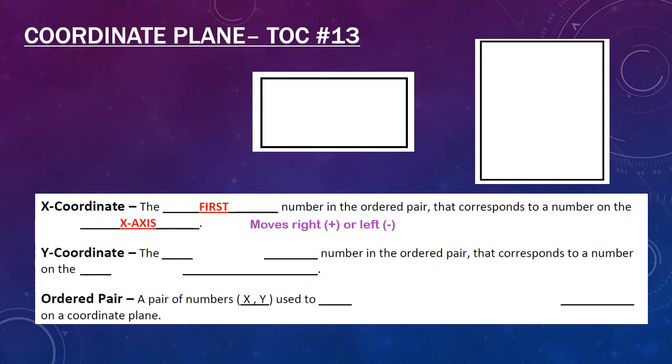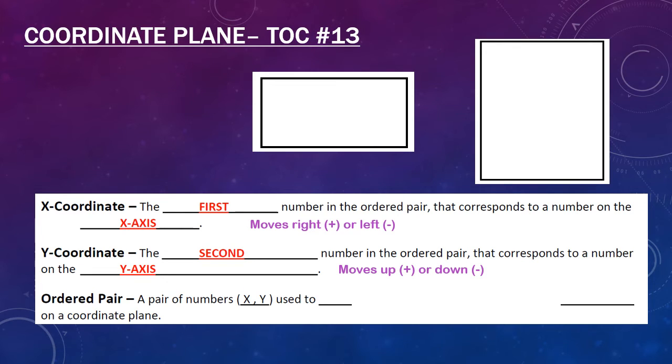The y-coordinate, that would be the second number in the ordered pair, and it corresponds to the numbers on the y-axis, and that's your vertical number line going up and down. And these numbers are the spaces that you move either up or down. If it's positive, you're going to go up. If it's negative, you're going to go down. And again, these are put into a set, and that set of coordinates is called an ordered pair.